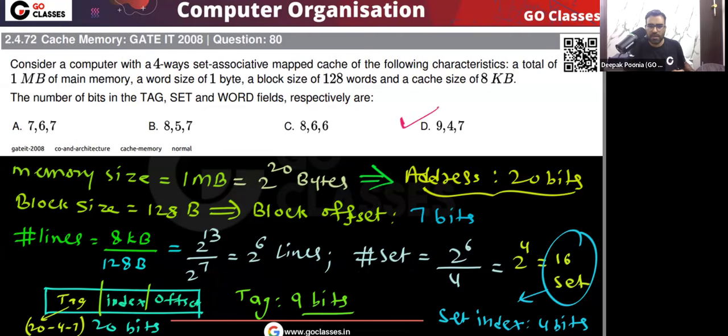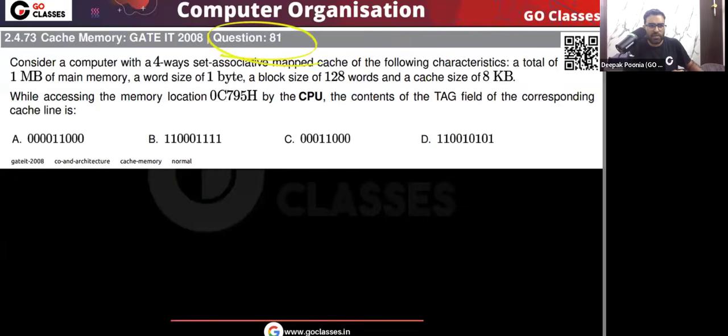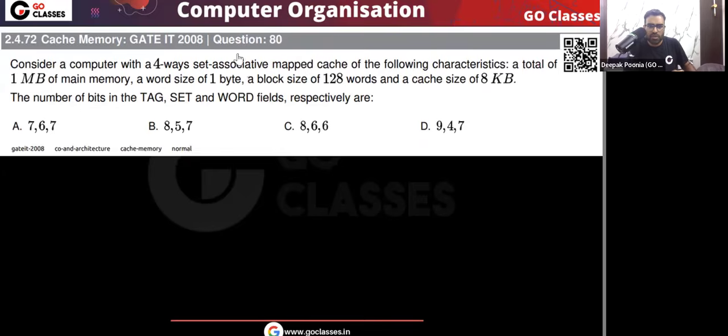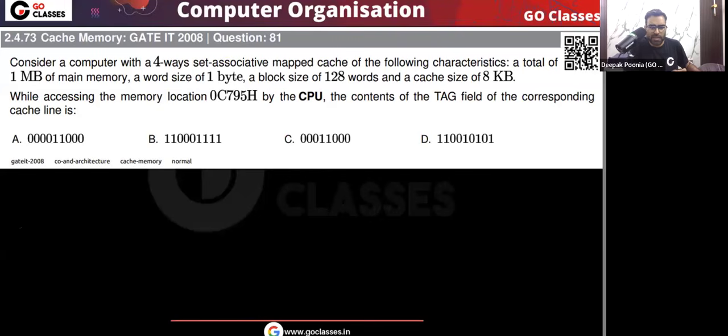Very simple question. Now let's solve question number 81 in GATE 2008. This question is also basically part of this question. Question number 80 and question number 81 are paragraph based questions. So let's solve question number 81 now. The same paragraph is given to us. We have already solved this paragraph.